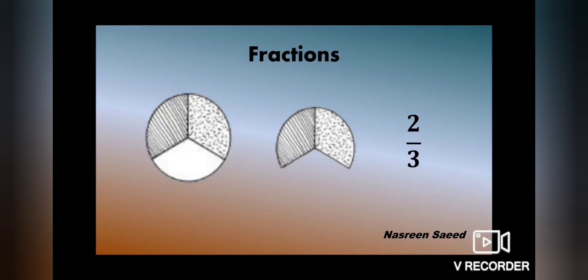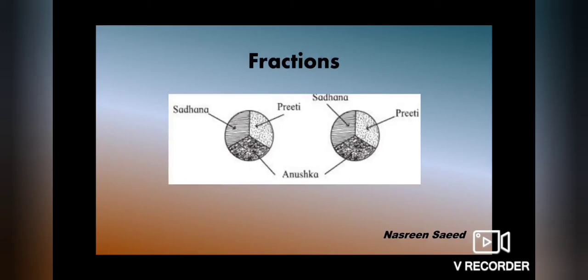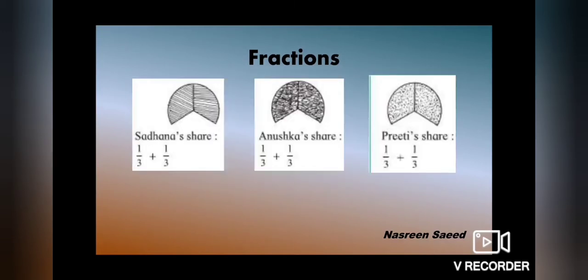Amita got 2 upon 3 parts. Now here 2 bhakris of the same size as Amita's have to be divided equally between 3 girls, Sadhana, Anushka and Preeti. The 2 bhakris were divided into 3 equal parts each. 1 part of each bhakri was given to Sadhana, Anushka and Preeti. So each girl was given a 1/3 part or 1/3 part twice.